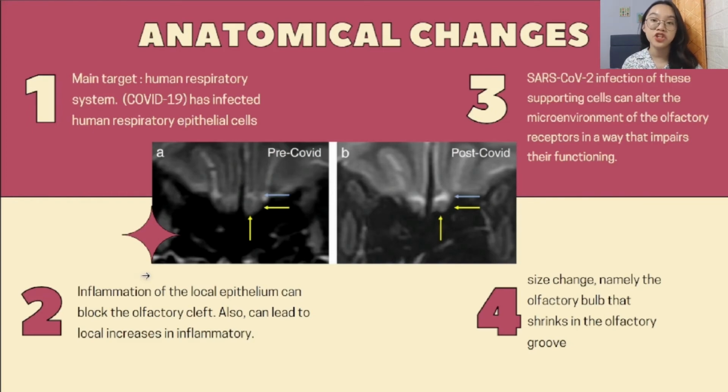MRI studies have revealed temporary changes in the olfactory bulb associated with anosmia. Image A shows before the diagnosis and image B shows after the diagnosis of COVID-19. Look at the size change, namely the olfactory bulb that shrinks in the olfactory groove, indicated by the yellow arrow, and the figure also shows an increase in CSF, which is indicated by the blue arrow.